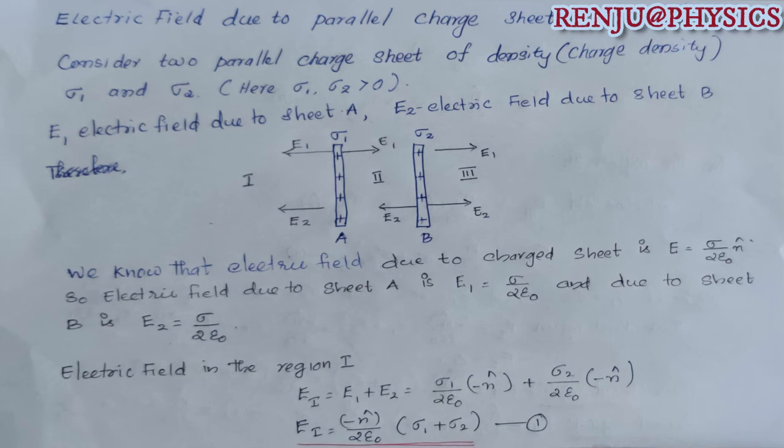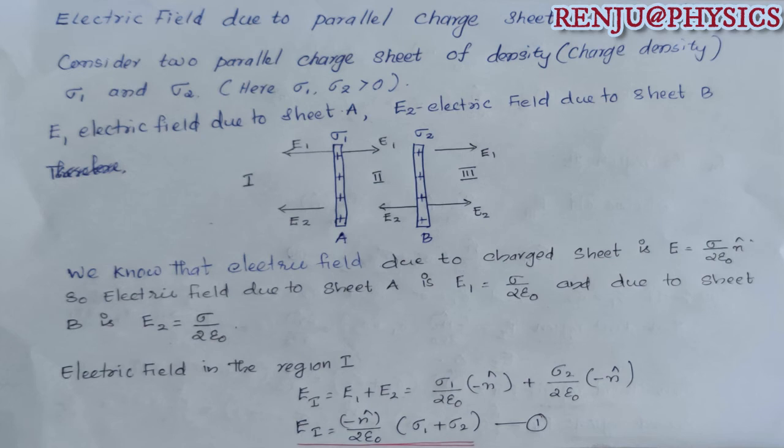At the first region, the electric field due to charge density sigma 1 is acting, and the electric field due to sheet density sigma 2 is also acting. So at region 1, E1 and E2 are acting towards left. In the second region, E1 is acting towards right and E2 is acting towards left. And in region 3, E1 and E2 are acting towards right. Now we find the electric field in region 1, 2 and 3.